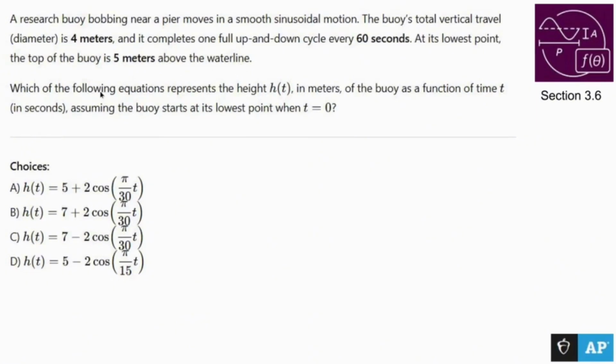All right, which of the following equations represents the height h of t, in meters, of the buoy as a function of time t in seconds, assuming the buoy starts at its lowest point when t equals 0?